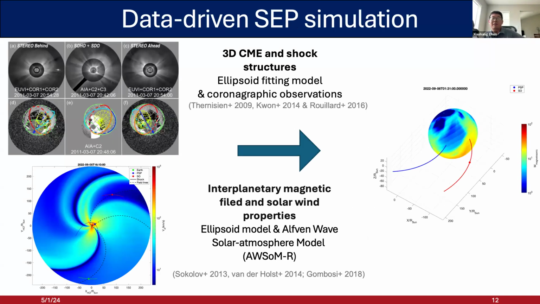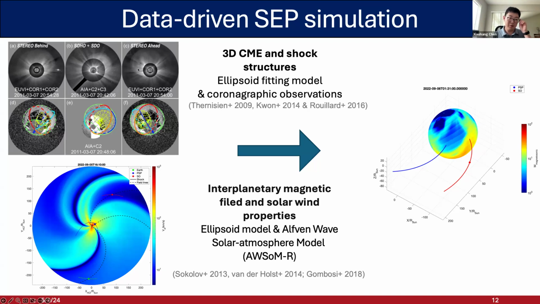So to understand this difference or these observations, we try to do data-driven SEP simulations. The first step is to use a model called the ellipsoid fitting model, which fits the structure of the CME based on white light images from different points of view. This is another event, used to illustrate how this works. For this event, they use white light images from STEREO-B, SOHO, SDO and STEREO-A.